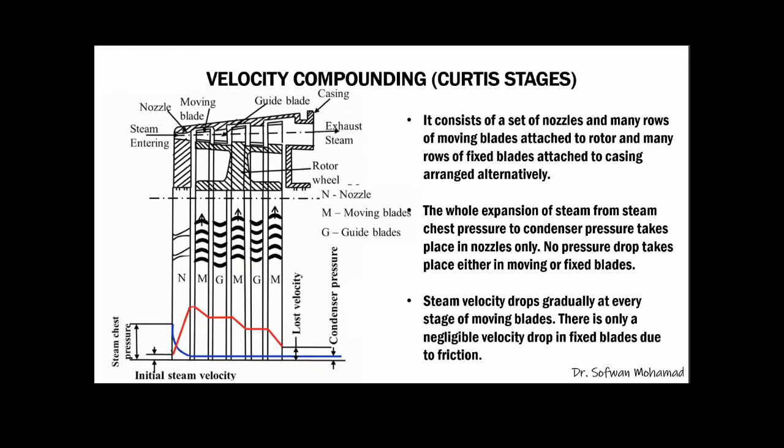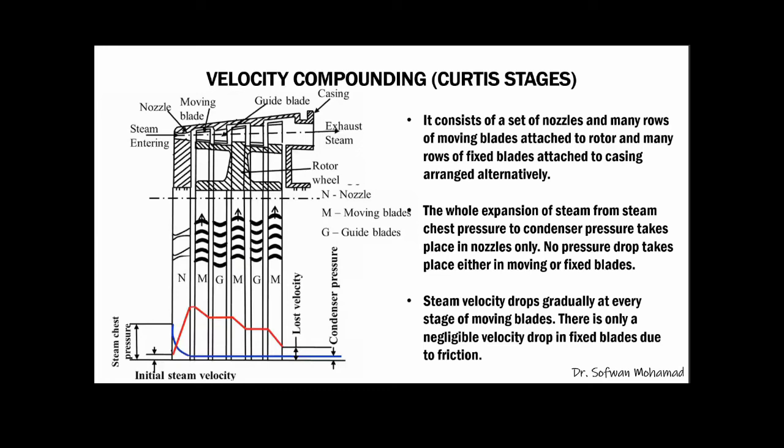In pressure compounding, we have many sets of nozzles. In velocity compounding, we only have one set of nozzles at the entrance, and then many sets of moving blades and stationary blades. Many sets of moving blades and stationary blades.